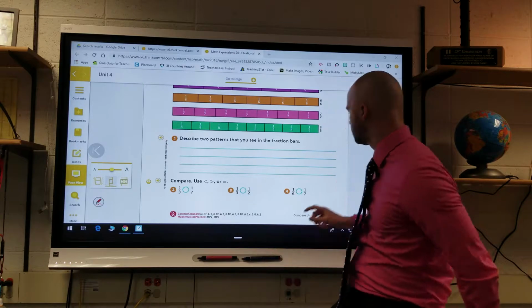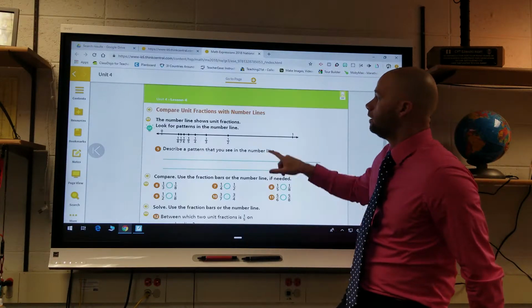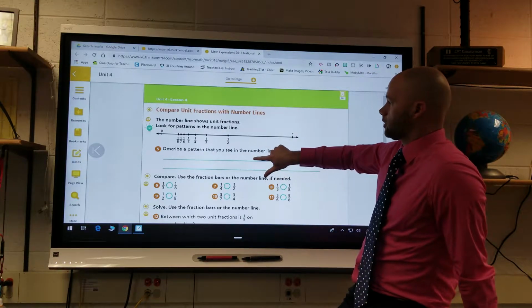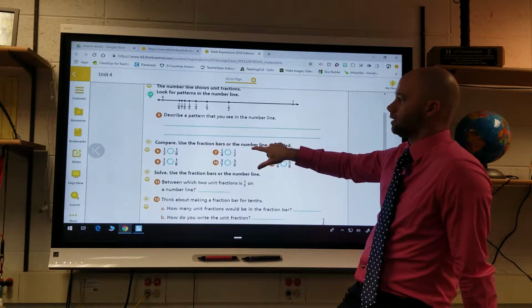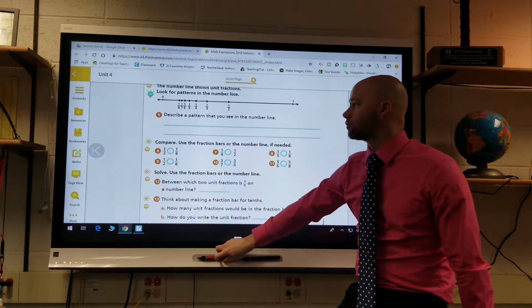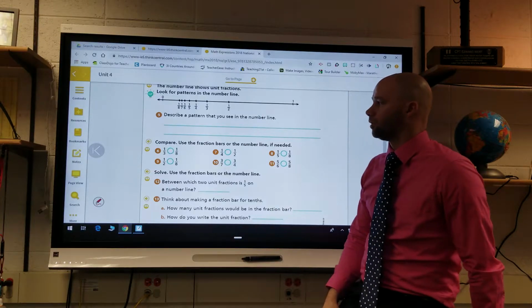All right, next page. Compare unit fractions with number lines. Look, the number line shows unit fractions. Look for patterns in the number line. Okay. So describe a pattern that you see in the number line.